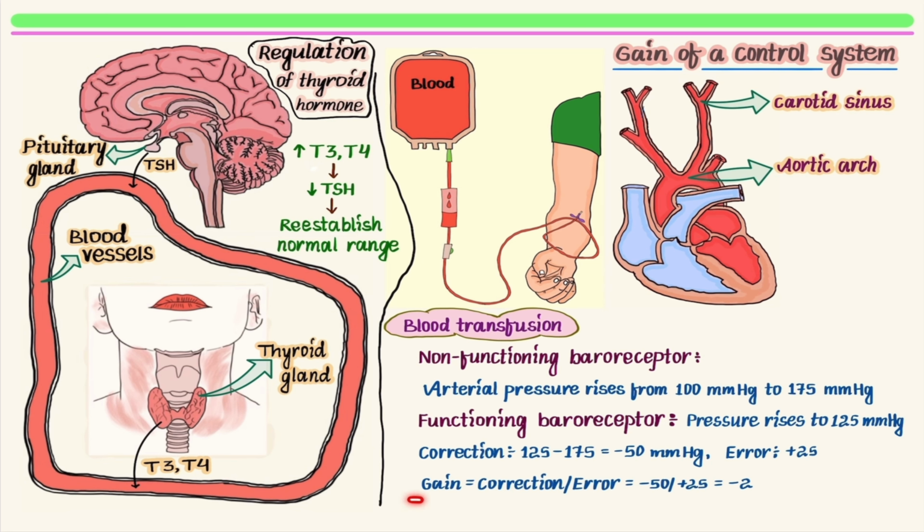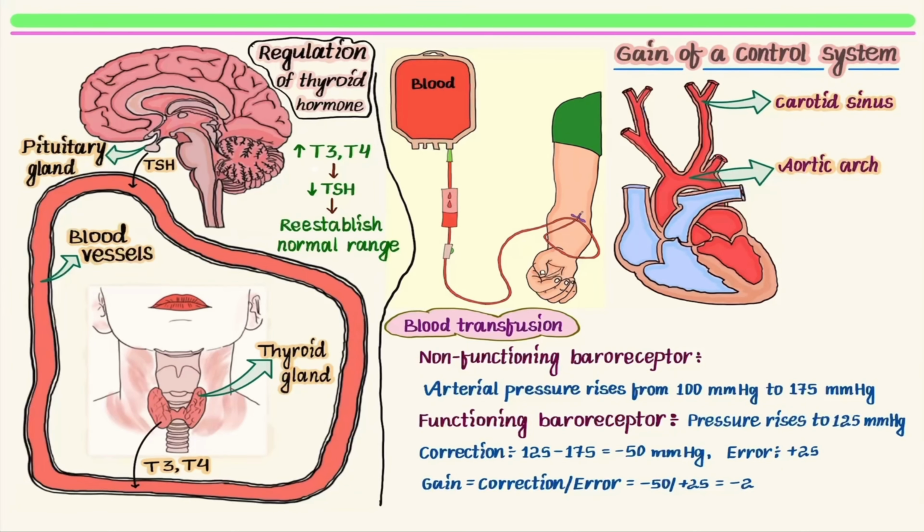Then the gain of the control system is correction divided by error. Correction is minus 50 mmHg and error is 25 mmHg. Then finally we get the gain of minus 2, which means that the control system is not 100% effective because the gain of the control system is less, which is minus 2. If the gain were higher, then the system would be more efficient.